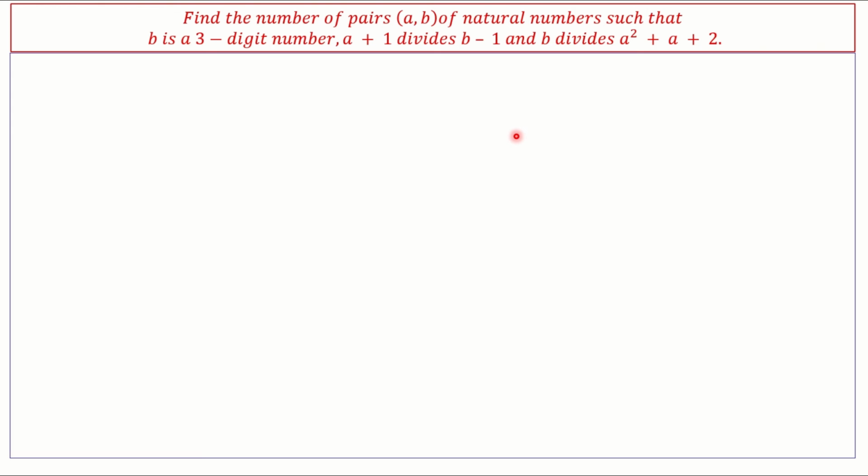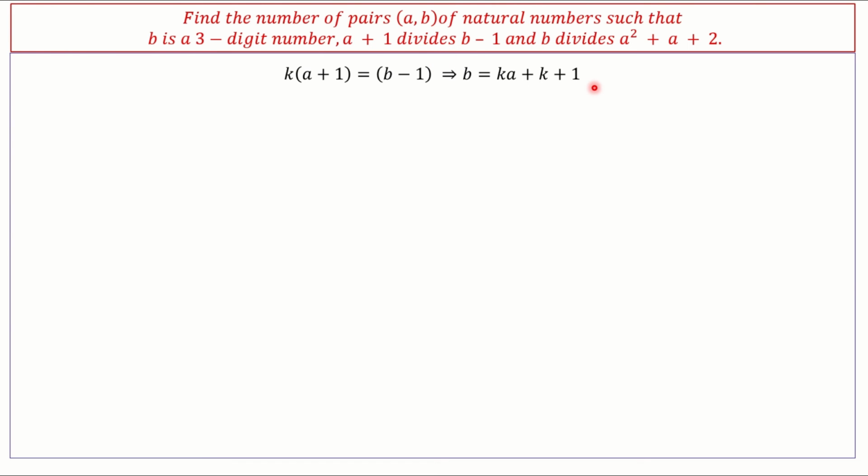Okay, so there are three hints given basically. B is a three-digit number, then a plus 1 divides b minus 1, and b divides a square plus a plus 2. So k times (a plus 1) equals b minus 1, because a plus 1 is dividing b minus 1. Solving for b, what you will get is ka plus k plus 1. Note down this equation. This is very important for us.